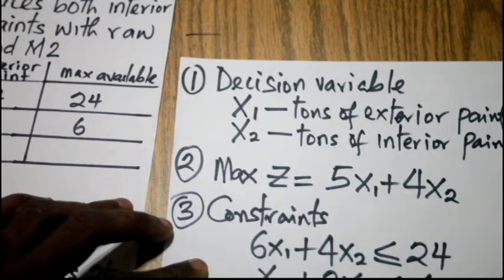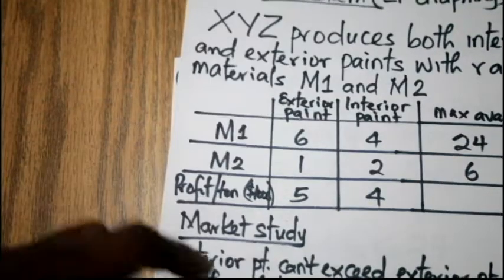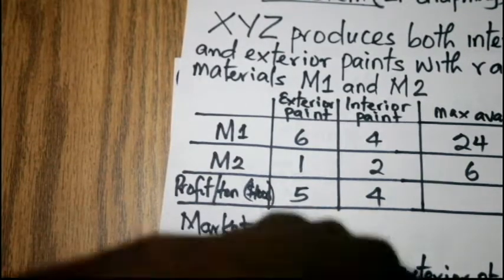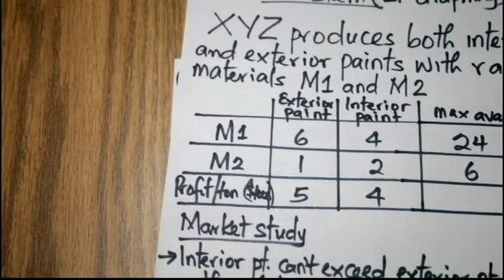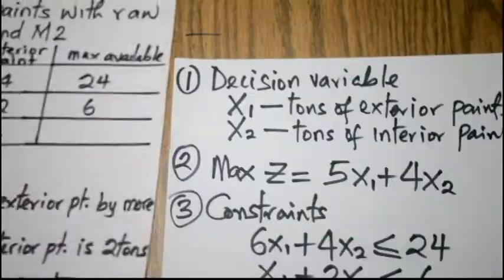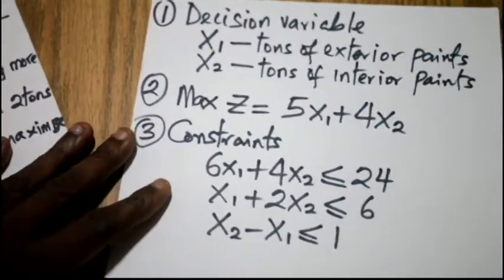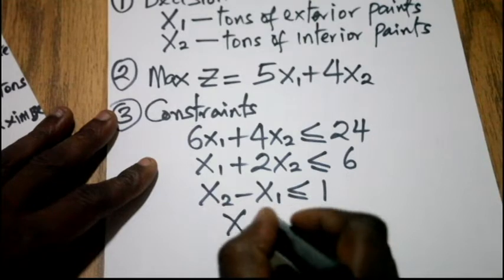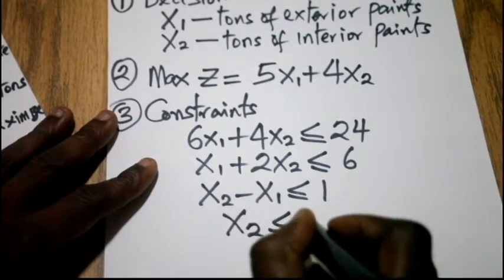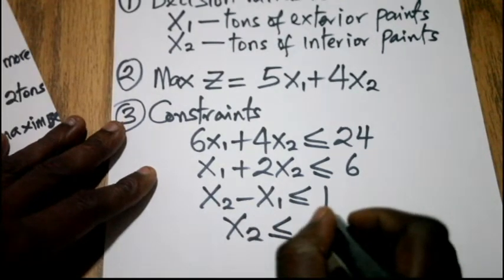Then I have another constraint that says maximum daily demand for interior paint is 2 tons. That is the maximum, so I cannot have it higher than that. So it's going to be less than or equal to. What I'm going to do is say X2 is less than or equal to 2.